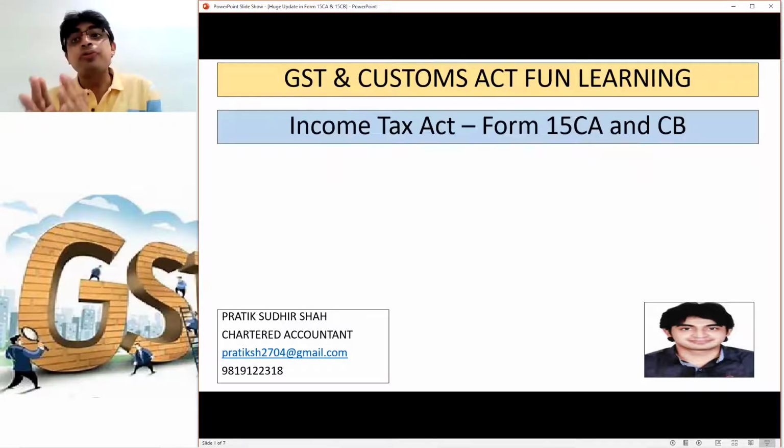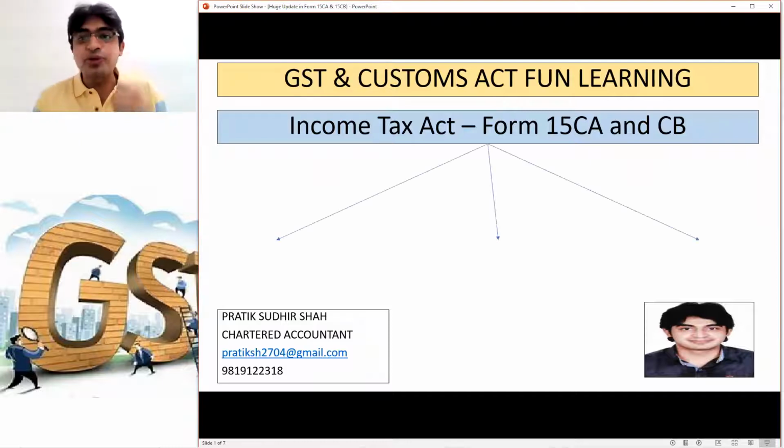The topic is about Form 15CA and 15CB. Now there is some extension, some benefit given in it. I've divided this topic into three parts.